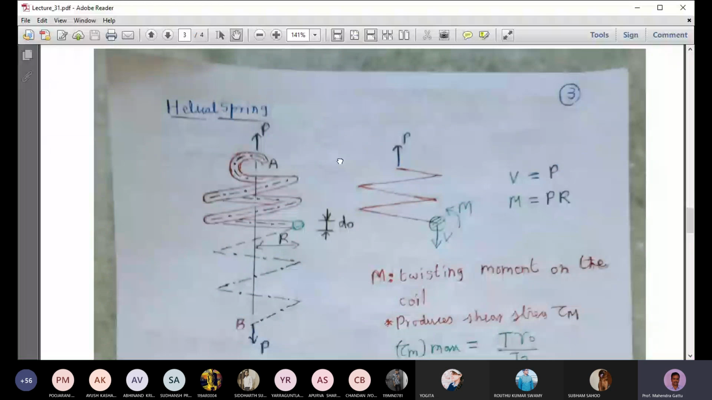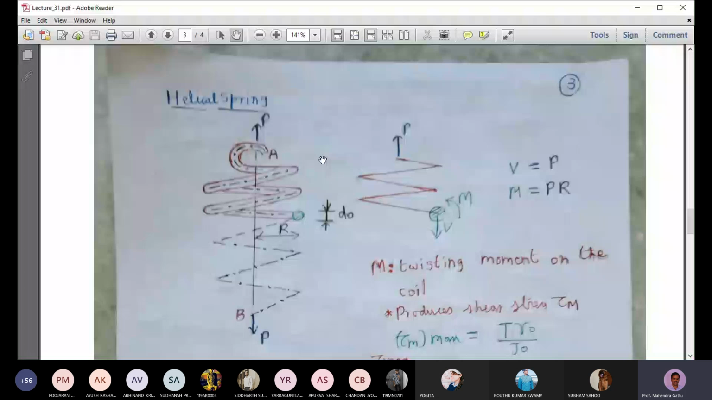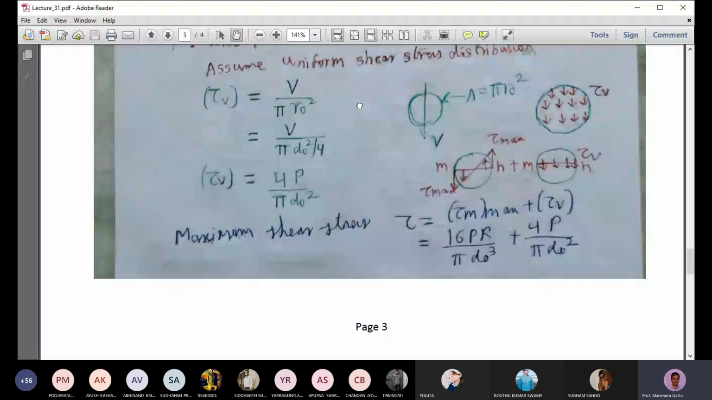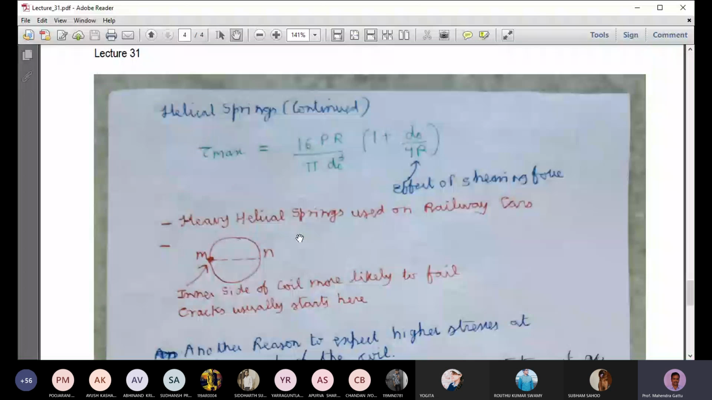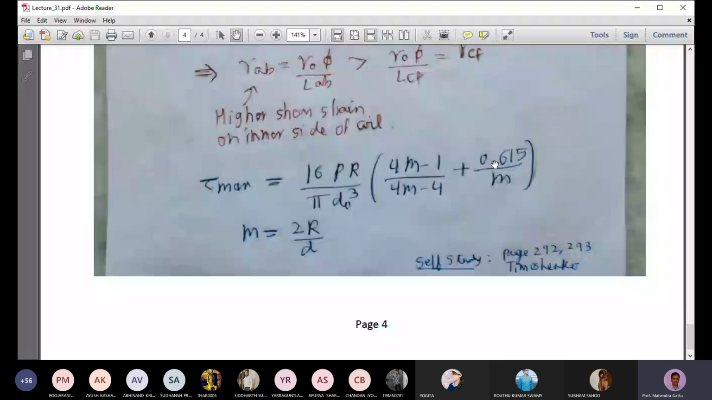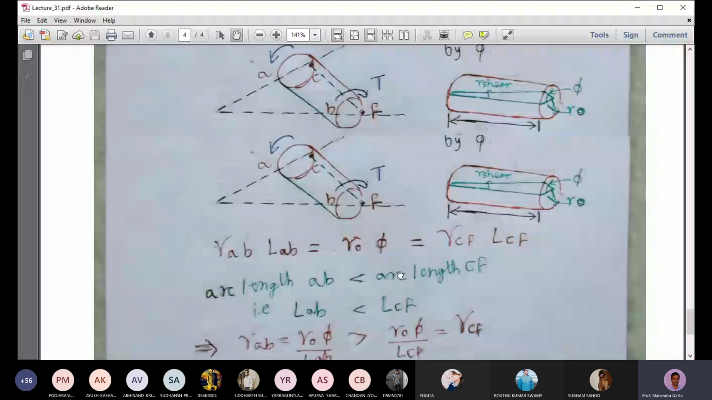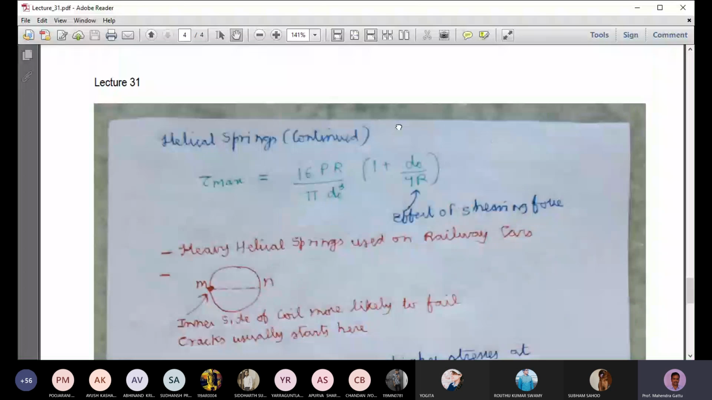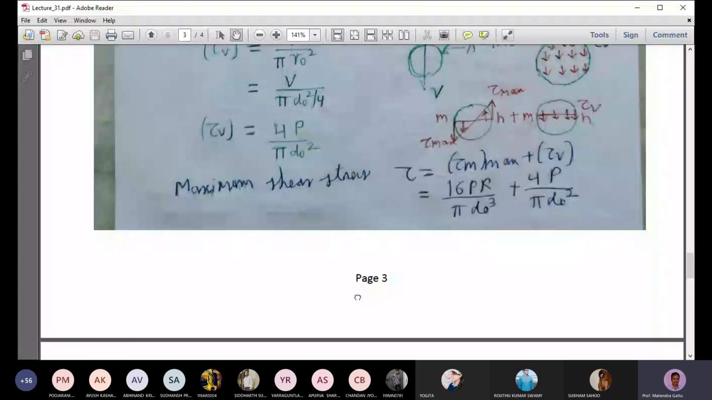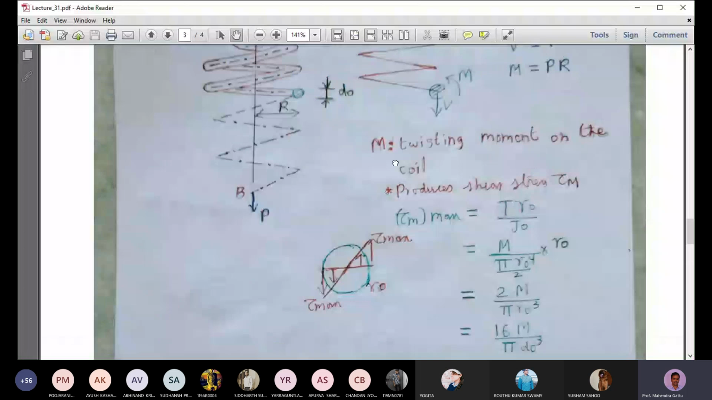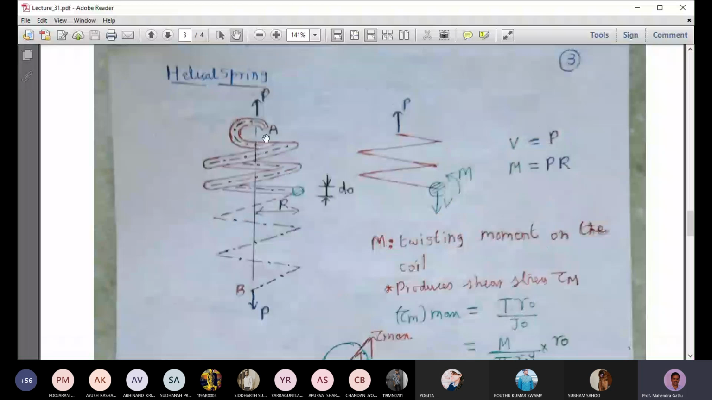So another important topic is this helical spring. This helical spring topic is given in which page? So it is given in page 291, 292, 293 of Timoshenko. So again, it is not given in any other textbook. It's not there. So you have to go to the textbook and read that. So this is a helical spring.